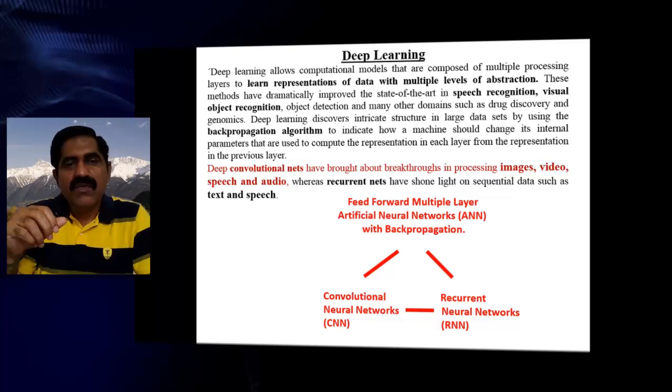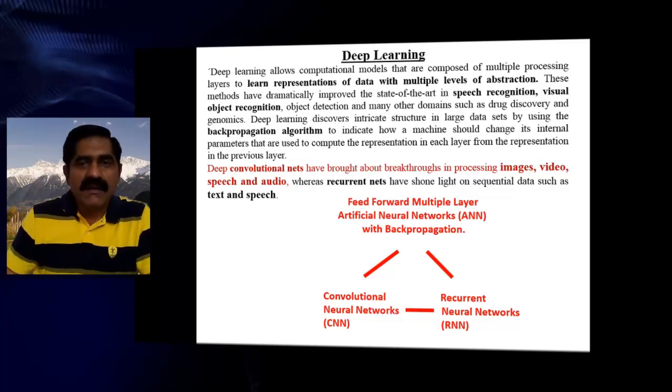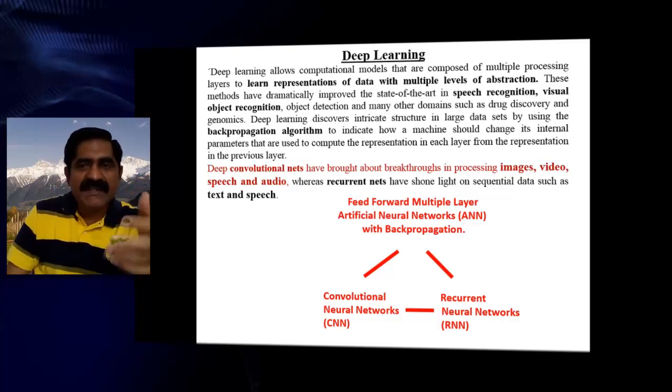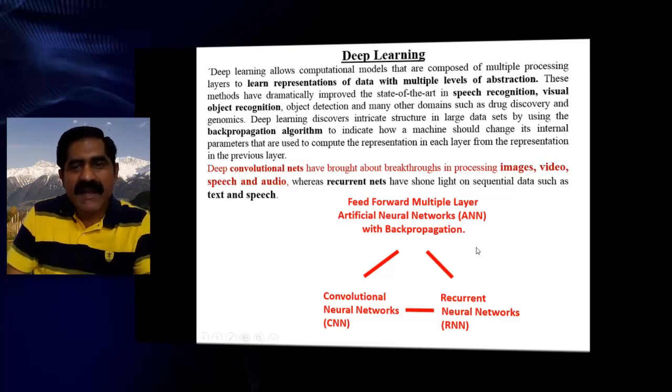When you come to deep convolution networks, there we can process images and video applications by using convolutional neural networks. On the other hand, we have recurrent neural networks, which are popular for text recognition and speech recognition. So why do you have to study artificial neural networks?